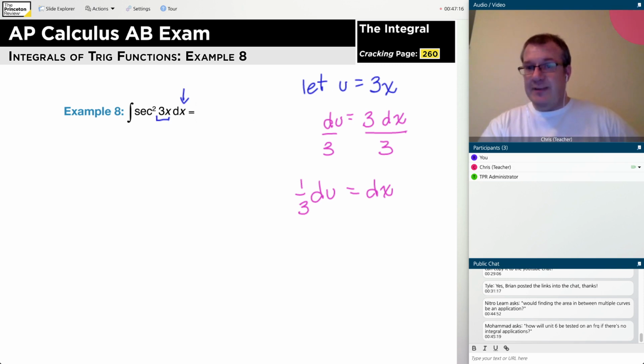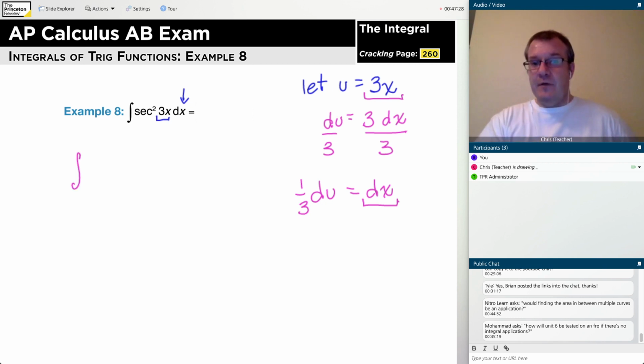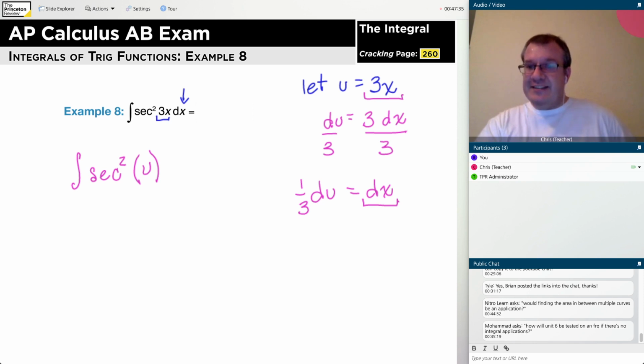Now notice, I have the internal function for the trig. I have my differential. Everything is accounted for, I am now all systems go to apply the integral. And so, secant squared, that's going to be my u. The dx is equal to the 1/3 du. Since 1/3 is the constant, I bring that out front immediately.